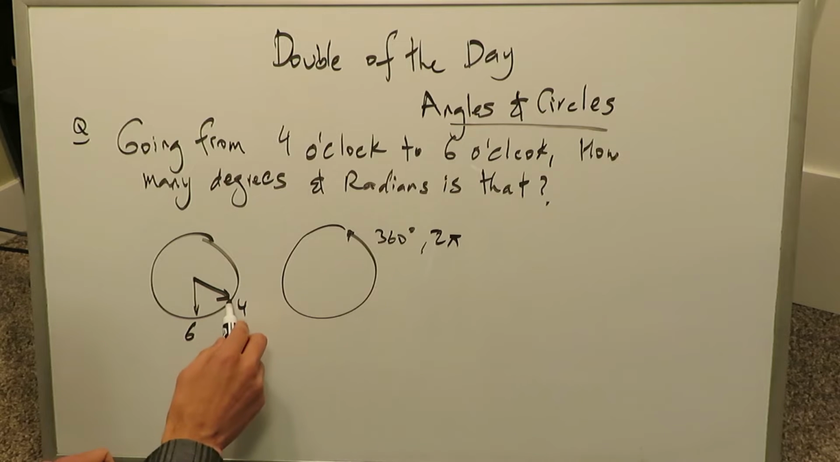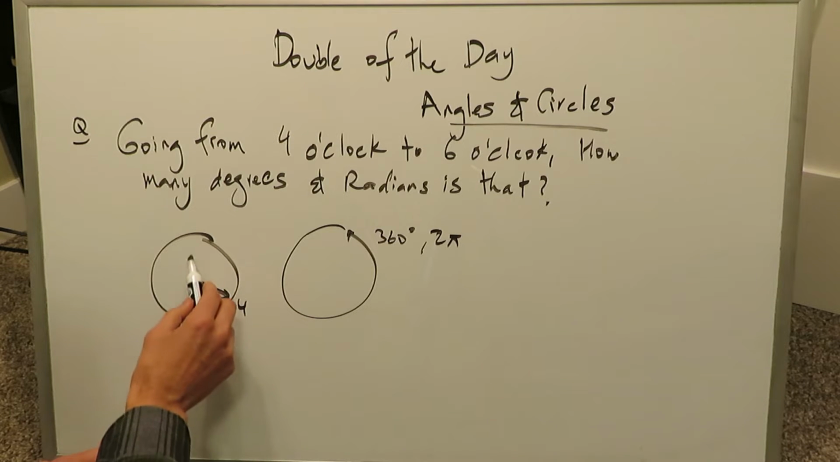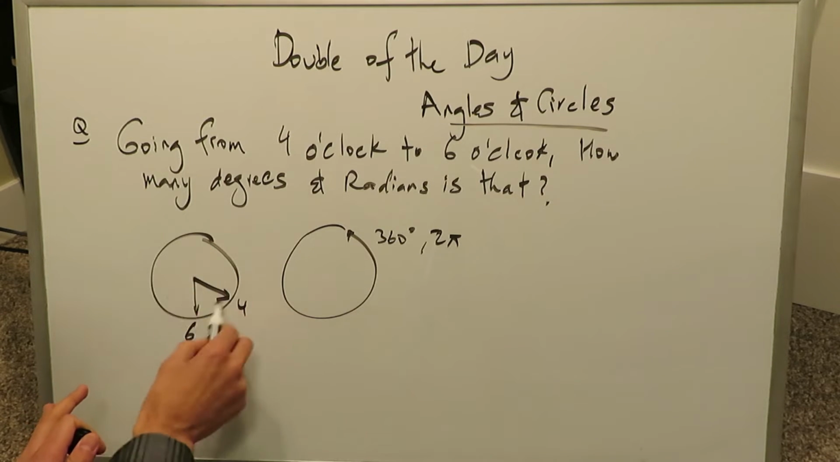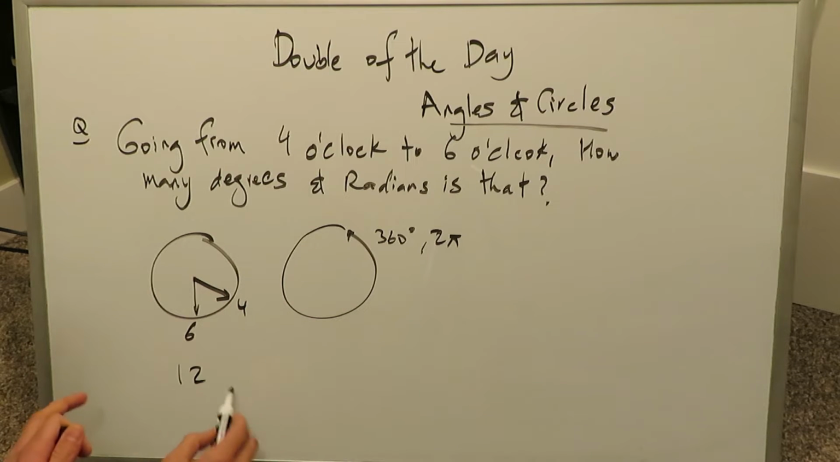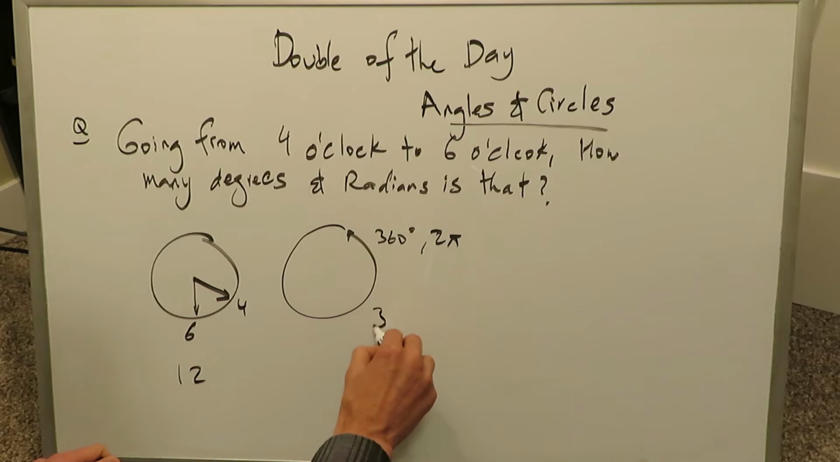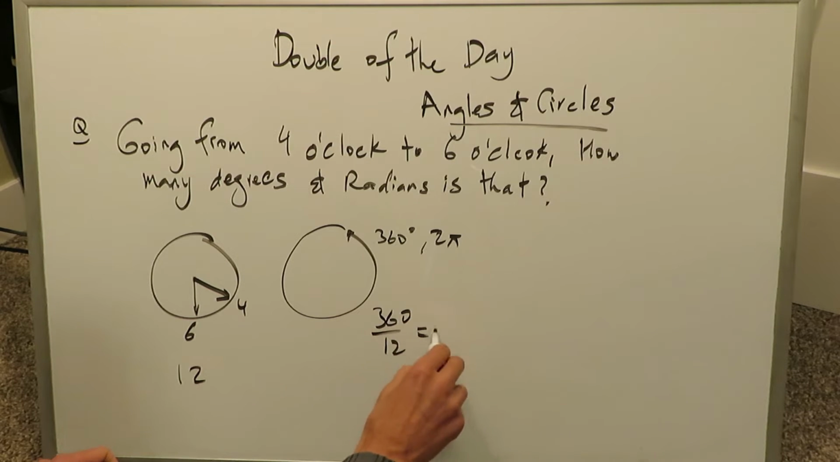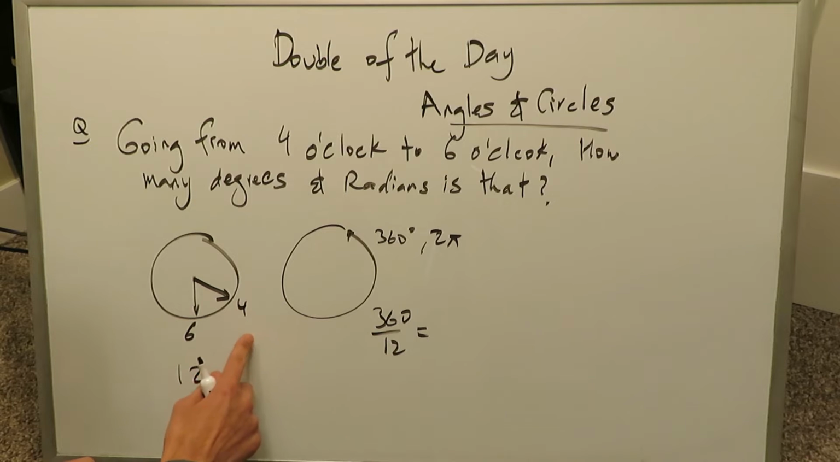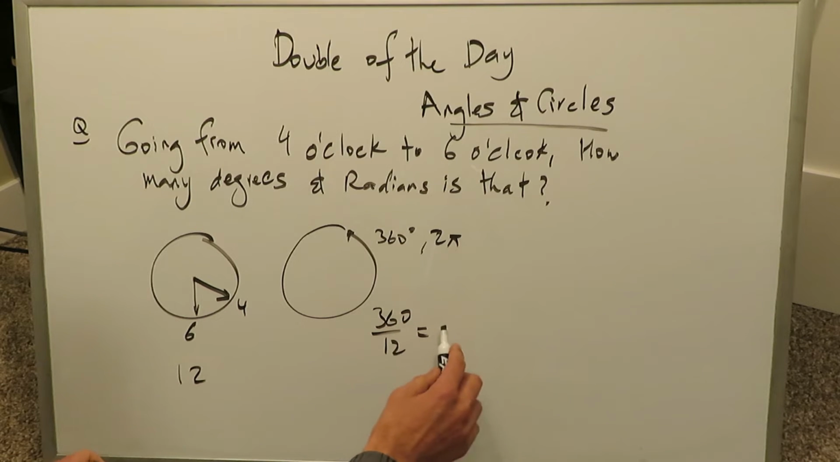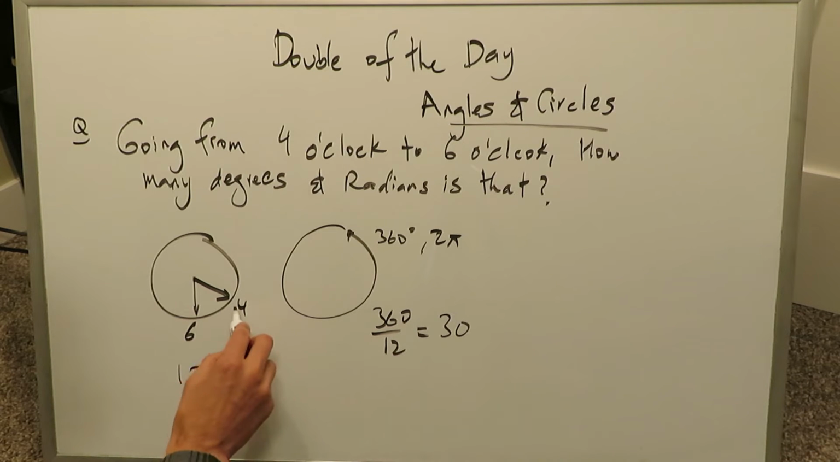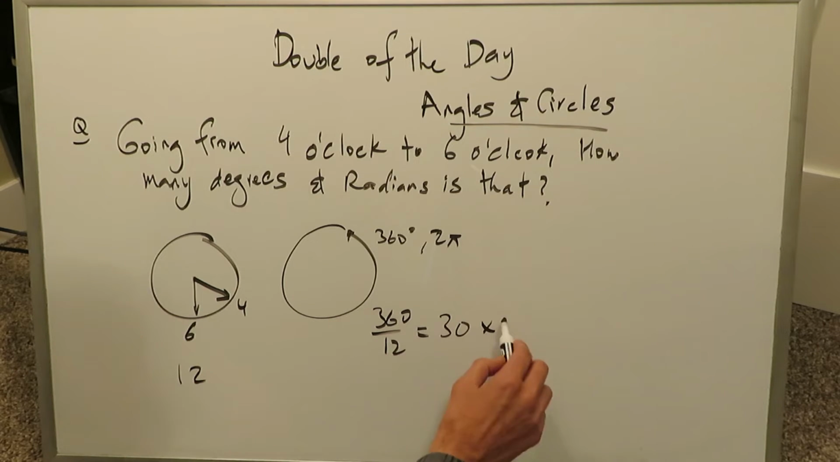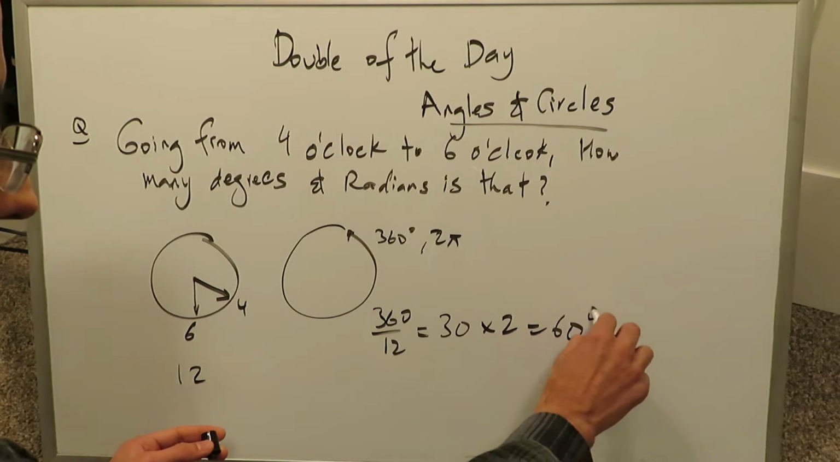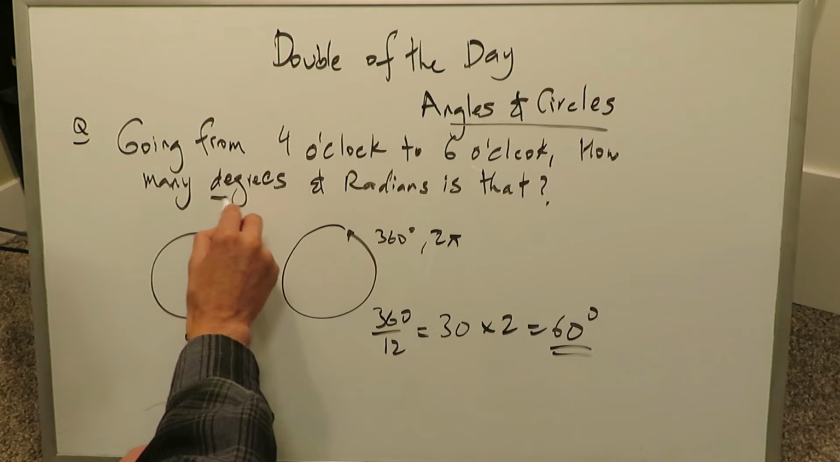If you're going from 4 to 6 and you know clock time is measured in terms of what you see into 12 units, 1 through 12 o'clock, that's 12 units. You can take 360 degrees and divide that by 12, and that'll give you in terms of degrees from each o'clock to the next. 360 divided by 12 is 30. Since we're going 2 o'clocks, from 4 to 5 and 5 to 6, we're looking at 30 times 2, and that answer would be 60 degrees.